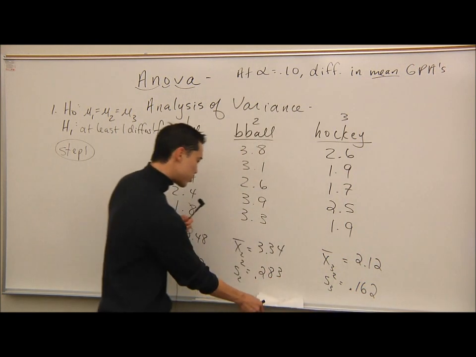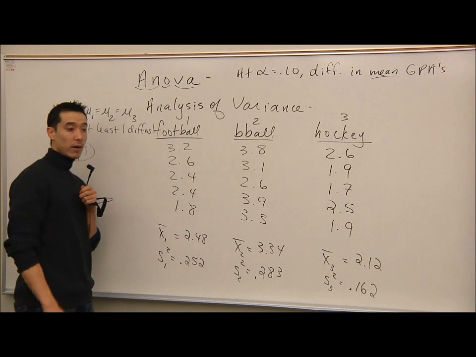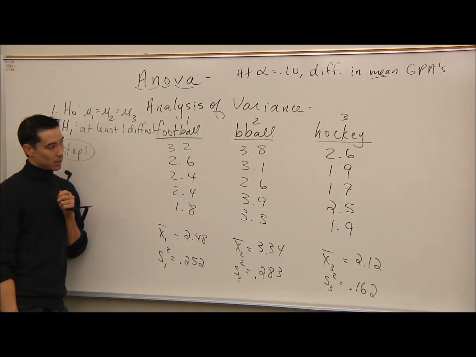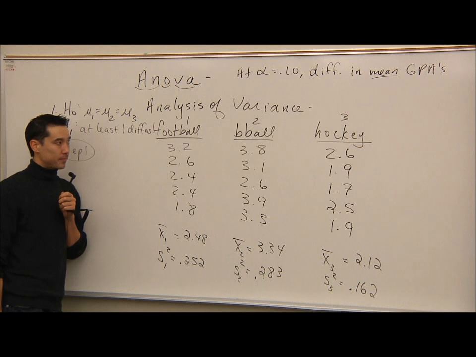Okay, so usually in your calculator it gives you standard deviation, but you can easily square that because we're going to use variance when we get to the steps. Okay? And that's the end of step one. You just need to find the mean and variance for each of the samples.